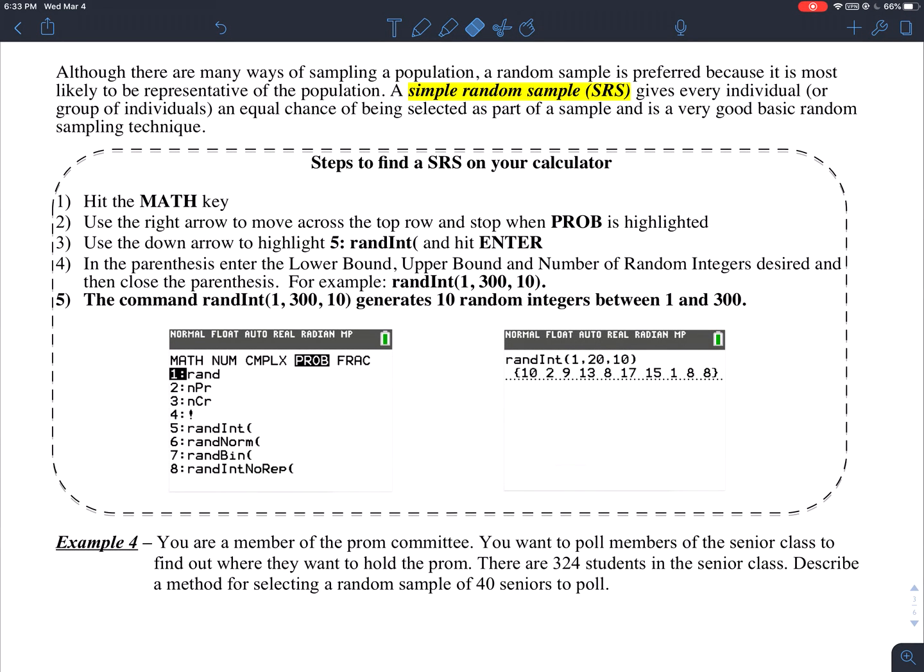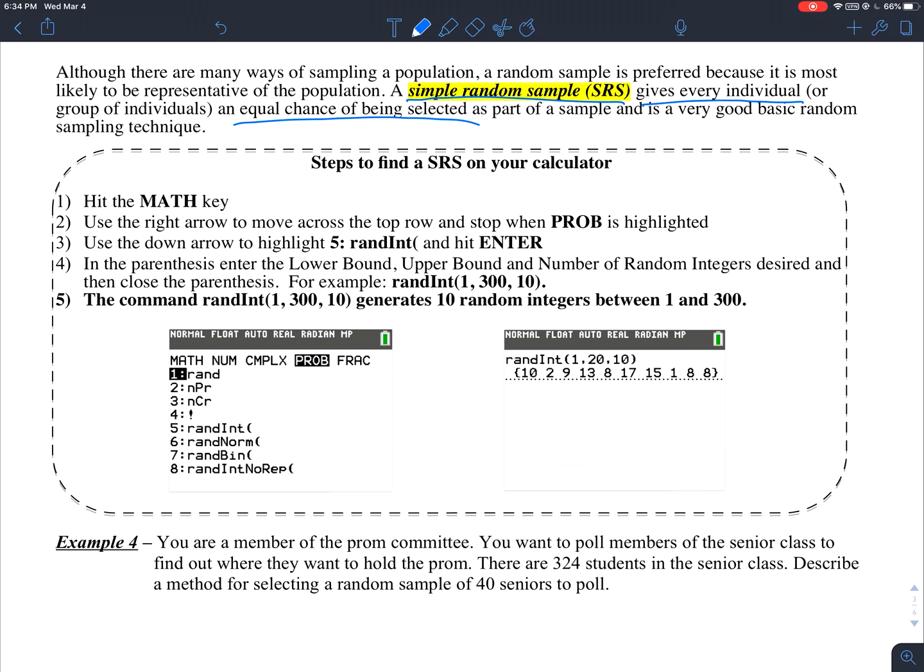Alright, guys, so we want to do part 2 of lesson 6.4. And last time we said basically the best type of sample you can take is a random sample. And then we said the most basic random sample you can take is a simple random sample. And we said that a simple random sample gives every individual or group of individuals an equal chance of being selected. Okay, so there's no bias in a random sample or a simple random sample.